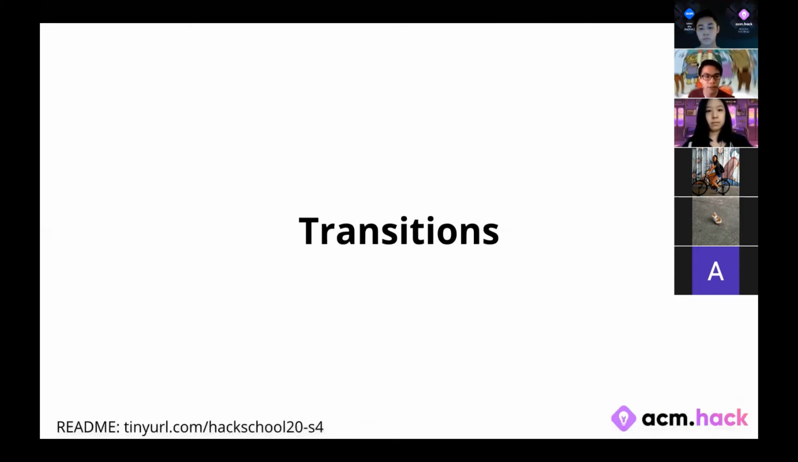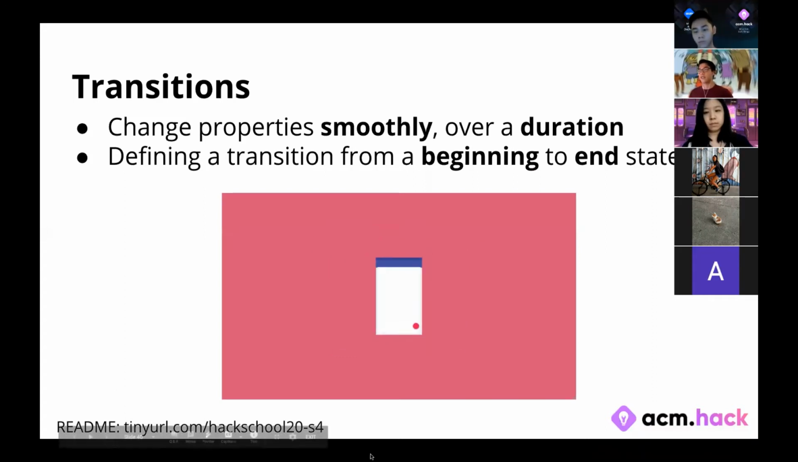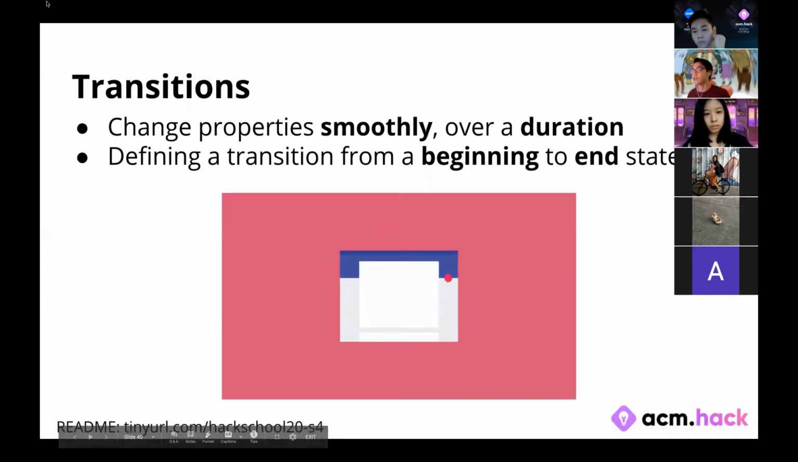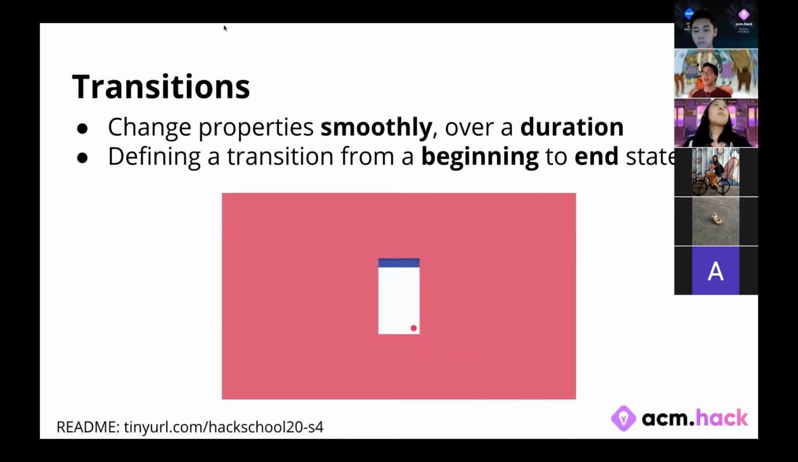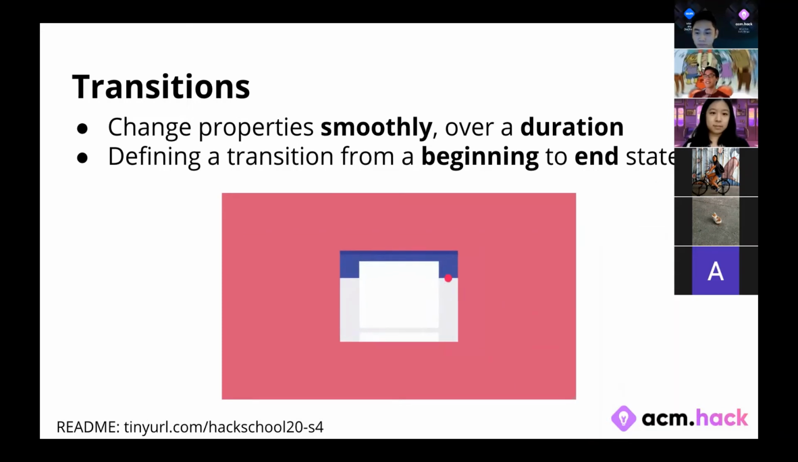If not, let us transition to transitions. So transitions are the first movable thing we're working with. Up to this point, everything has been static, which is kind of boring. So what transitions are is they allow properties to smoothly change from one state to another over a duration of time.